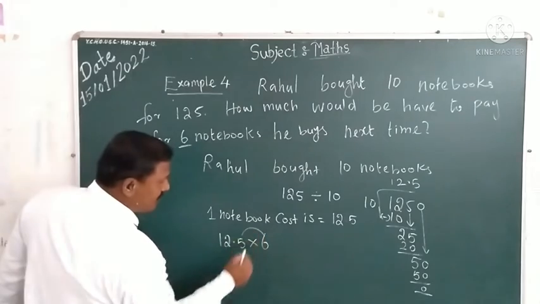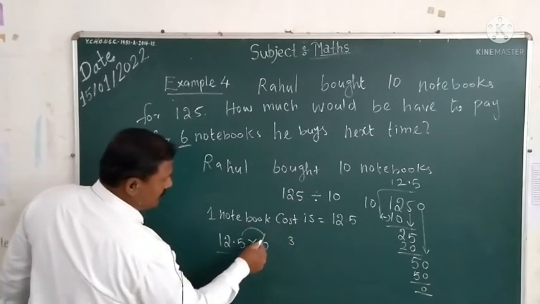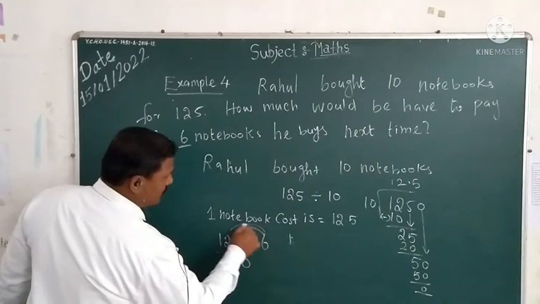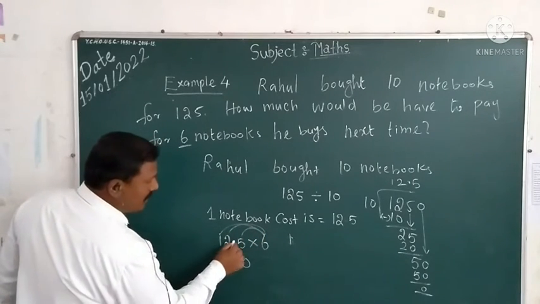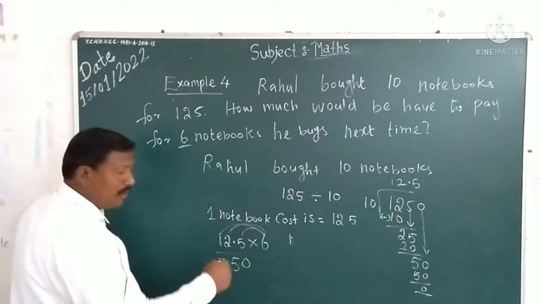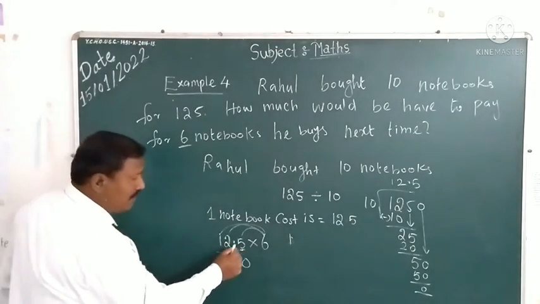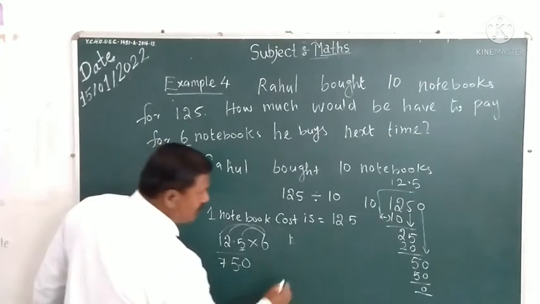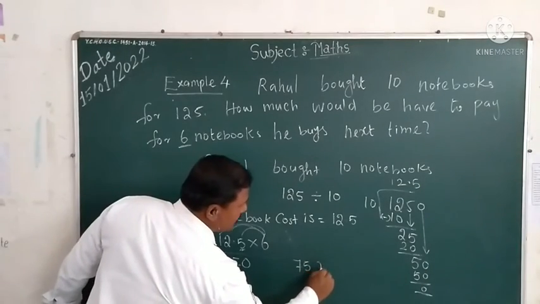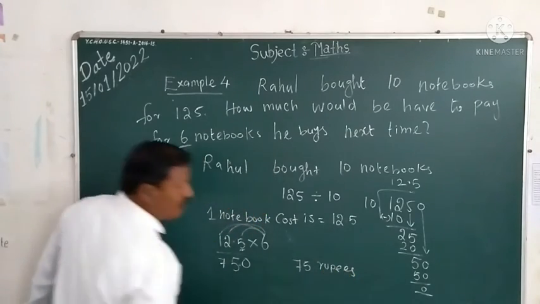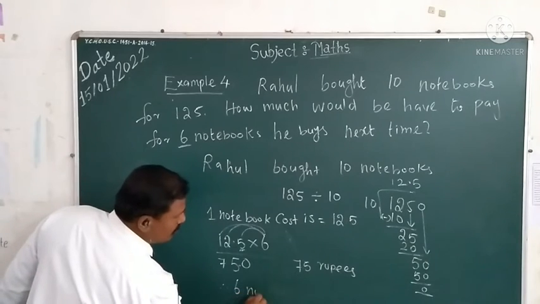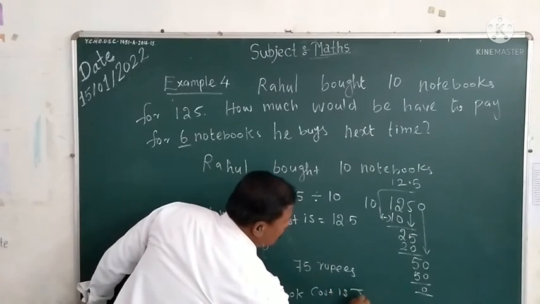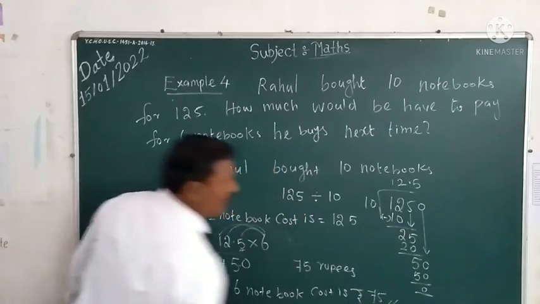Okay. So 6 5s are 30. Remainder 3. 6 2s are 12 plus 3 is 15. Remainder 1. 6 1s are 6 plus 1 is 7. So after the multiplication, you have to put the decimal point after one place, because here how many places are there after the decimal point? Only one place. So after one place, put the decimal point. Now how much rupees? 75 rupees for 6 notebooks. Therefore, 6 notebooks cost is 75 rupees.